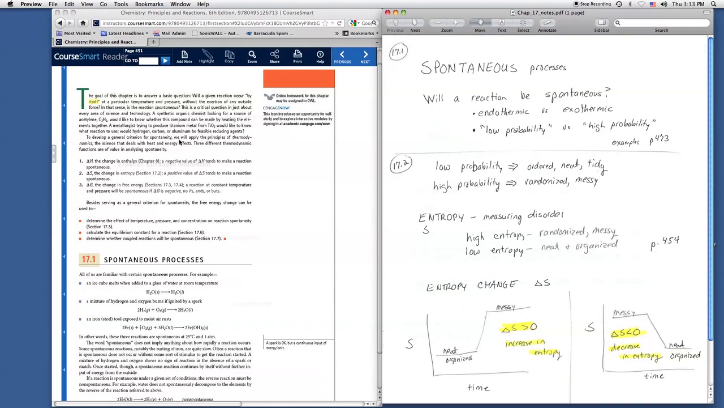We've got here a page, this is from chapter 17 in your book, and these are my notes so I can remember what I want to say to you.